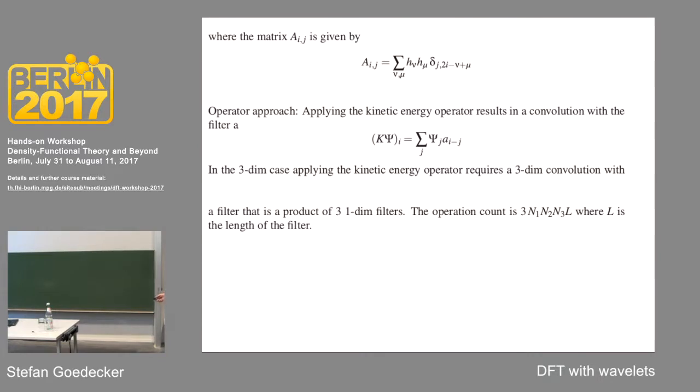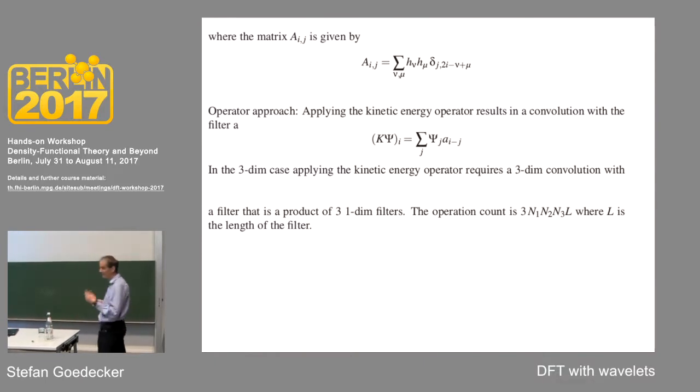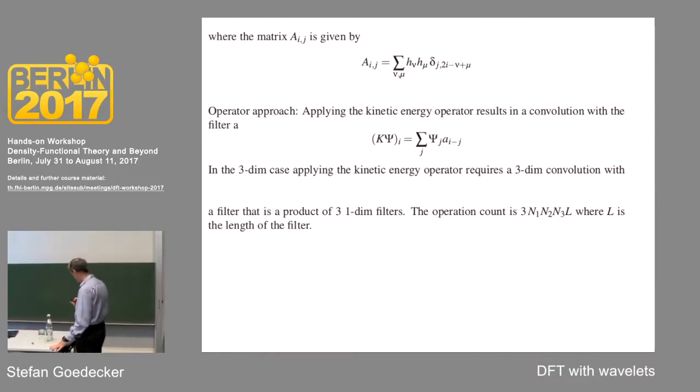Of course, those filters have finite lengths, because the basis functions have finite length support, they have compact support. So that means this operation has linear scaling. If the length of the filter is L, then in the three-dimensional case, if you have a grid of n1 times n2 times n3 grid points, and each grid point is carrying a basis function, then that's the operation count. So it's linear, because n1 times n2 times n3 is just your number of degrees of freedom.